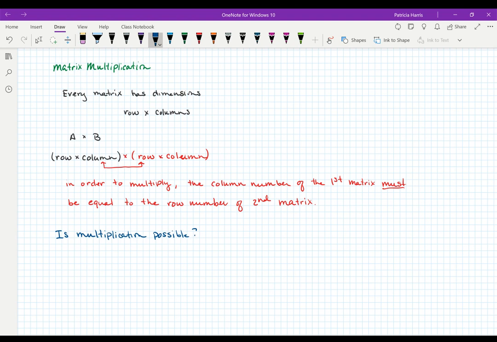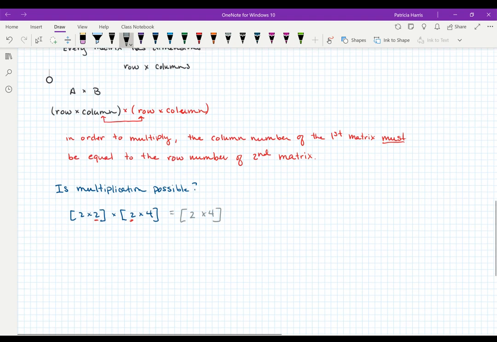So let's take a 2 by 2 matrix, let's just say 2 by 2, by a 2 by 4. Okay, that is possible because these two are equal. The resulting matrix, the product, will be a 2 by 4 matrix. Okay?